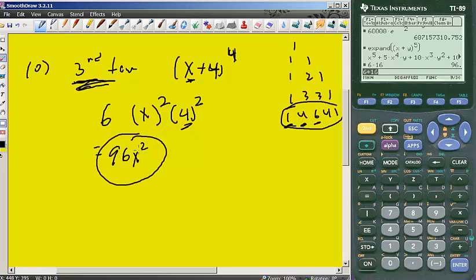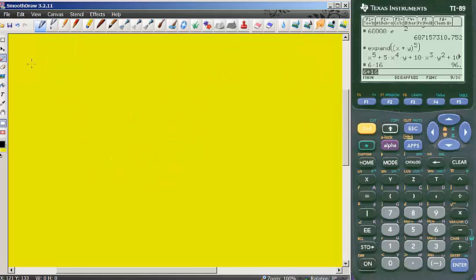Alright, let's do a few more problems, and then we'll be done. So let's go to number 13. You have (a minus b), and they want us to raise this to the 6th power. We're going to use Pascal's triangle, and then tomorrow I'm going to show you another way of doing it called binomial expansion. Alright, so we need the 6th power. That means we need coefficients.